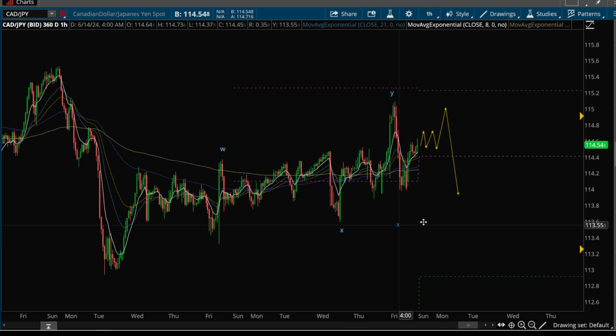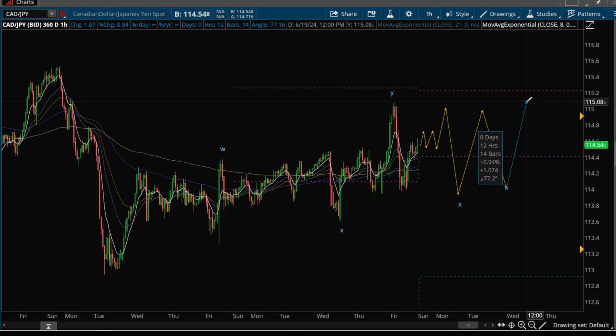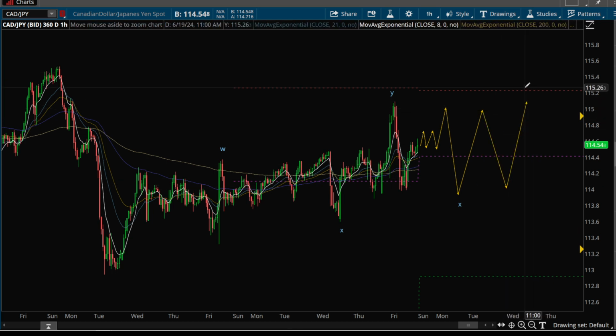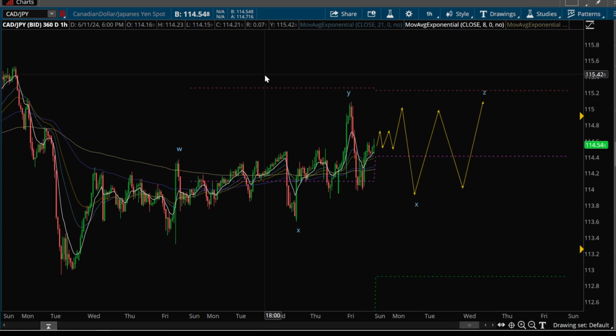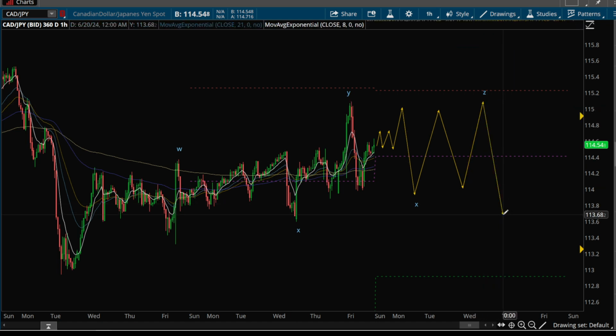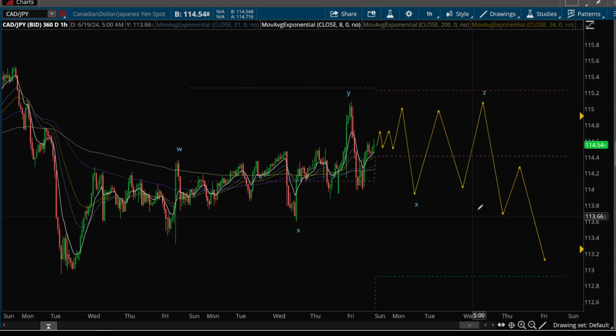So now you got a W, an X, a Y, an X, and it's either going to throw you flat like this, and now you got a Z wave. Now you're over, now you're going. Now you're absolutely going. Worst case scenario, it throws you a 3-wave correction, a 3-wave move back down to the bottom of this structure. So this would be worst case.